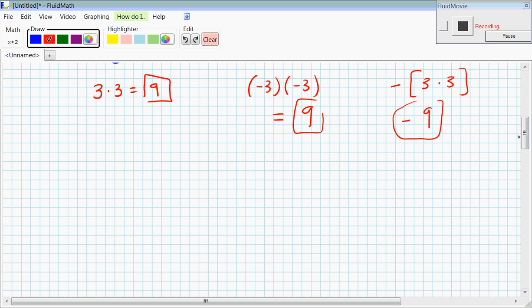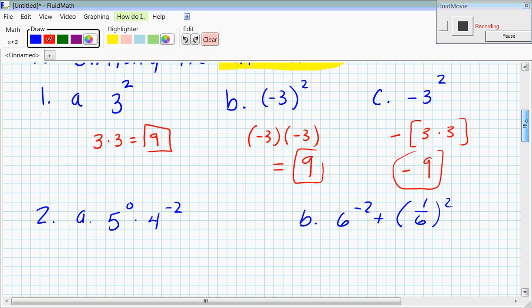Let's do number 2. Here's number 2. And I have A. A is going to say 5 to the 0 times 4 to the negative 2. And B is going to say 6 to the negative 2 plus 1/6 all squared. Okay, let's work on the first one here. Number 2A.